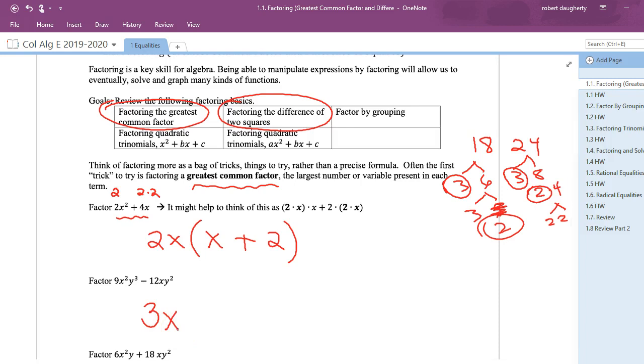So let's look at y cubed and y squared. Here I have 3 y's. Here I have 2 y's. So I can say that they both have at least how many y's? 2. They both have 2 y's. Okay. Now I'm going to backtrack.